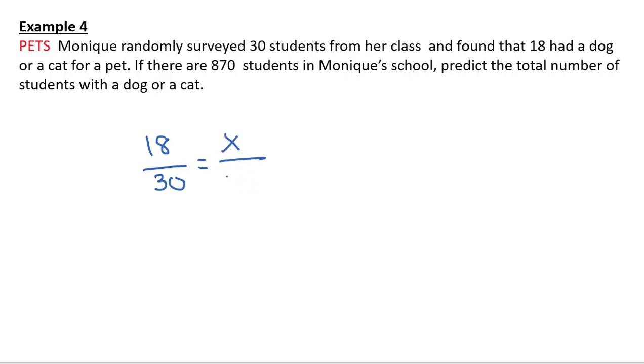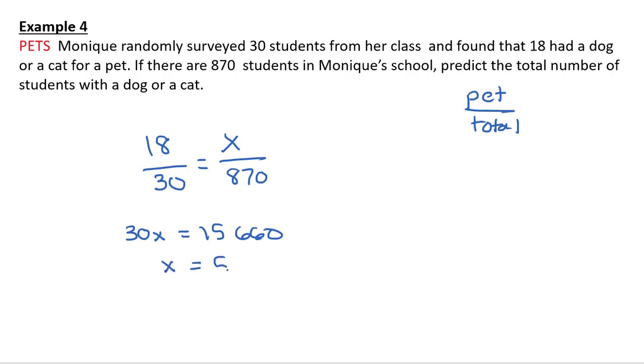people that have a pet over 870. So the proportion I set up is people who have a pet over the total amount. Cross multiply. So I have 30x is equal to, divide by 30, I get 522.